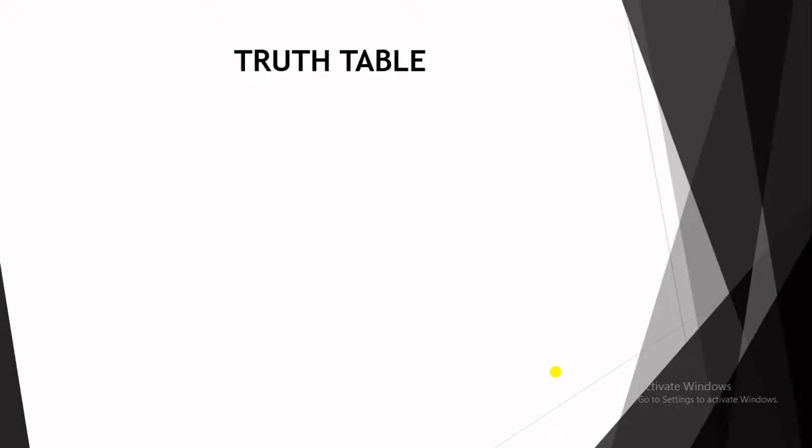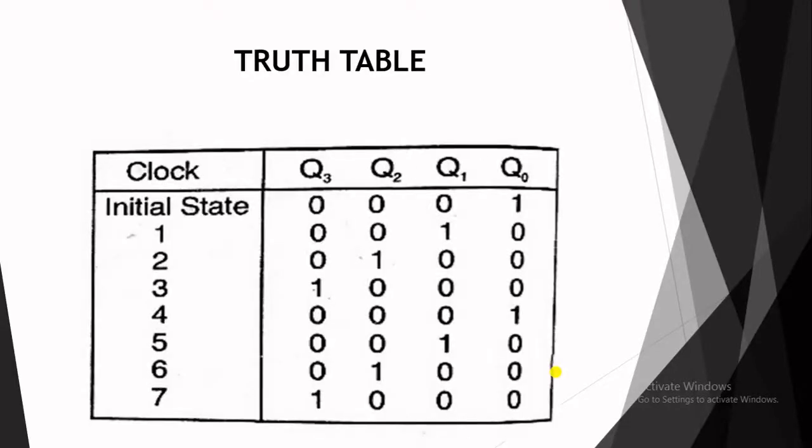Now next, truth table. So here initial condition 0001. Then when applying the first clock pulse, the condition of the counter is 0010. Then the second clock pulse 0100. Then 1000 and continue this cycle. So this is the truth table of ring counter.